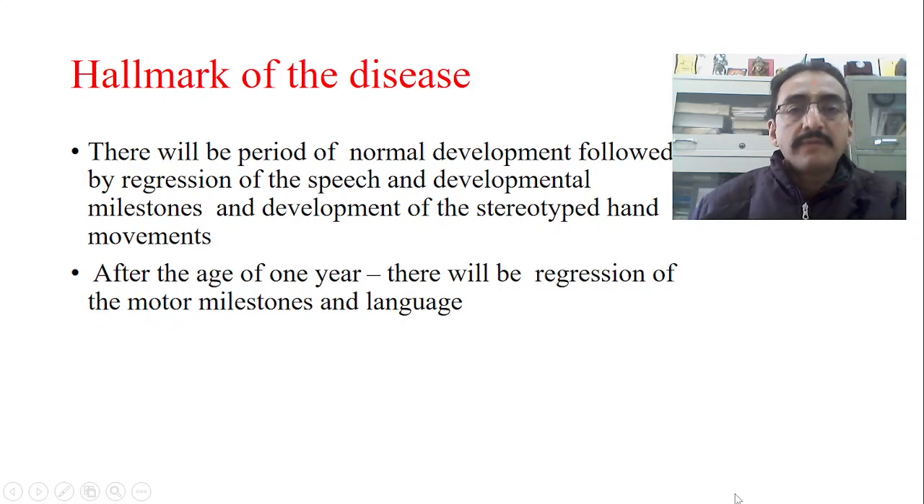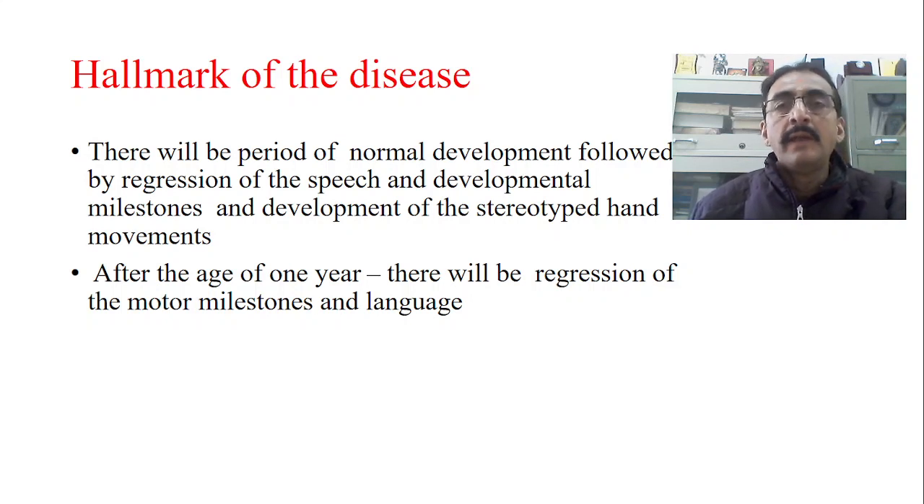What is the hallmark of this disease? As an autism spectrum disorder, this comes under the purview of autism spectrum disorder. That means it should have some of the symptoms of autism, isn't it? So there will be loss of social developmental milestones, loss of language developmental milestones, repetition, problems in eye contact, and problems in reciprocal conversation. So these things should be there.